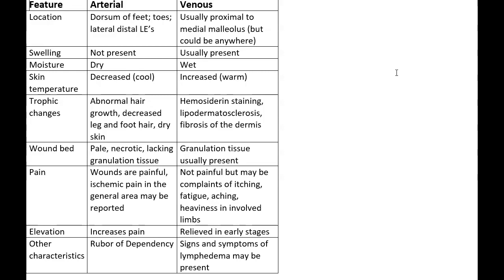Okay, ankle brachial index. It's used as a predictor for the likelihood of arterial disease, not venous disease. It's a measure of the blood flow to the distal extremities. They use a Doppler ultrasound now, but it got the name ankle brachial because you would take blood pressures in both the upper and then the lower extremity and you would compare them.